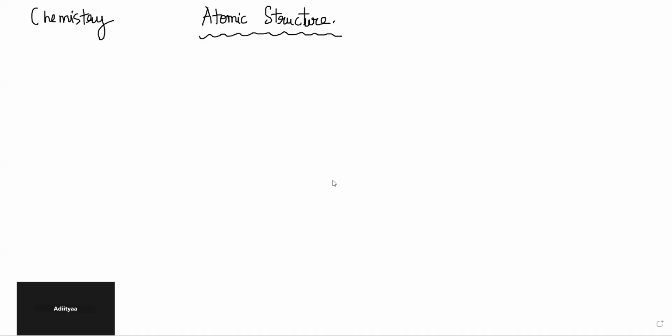Okay, so we'll continue atomic structure. We discussed the basics yesterday and we'll look at the different models that were discussed or discovered by the scientists today. So we saw yesterday about Rutherford, about J.J. Thomson discovering electrons and all, right?